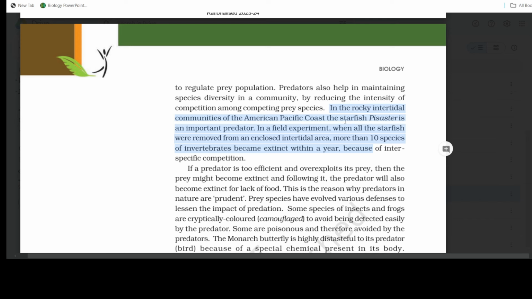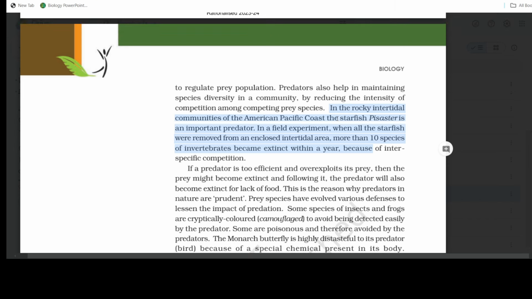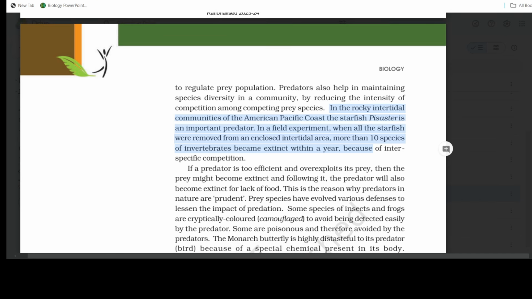Sometimes they may give you questions with the examples. They'll state the examples and ask you to write what happened here, or what kind of relationship is maintained here, or what interaction should be maintained here. So this example shows that predation is an essential factor in maintaining the species diversity.